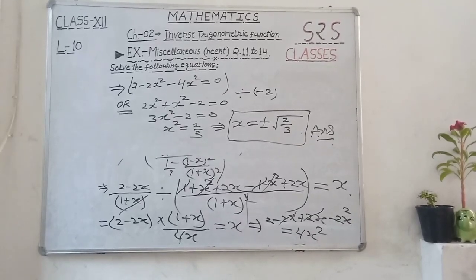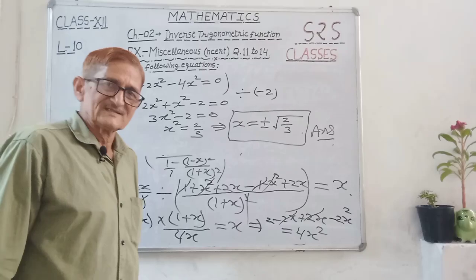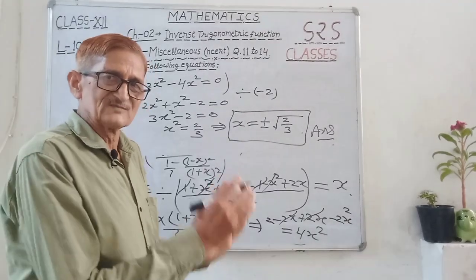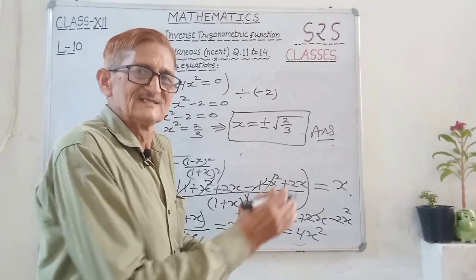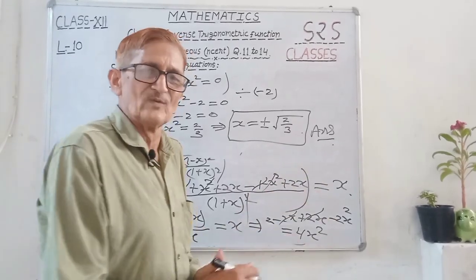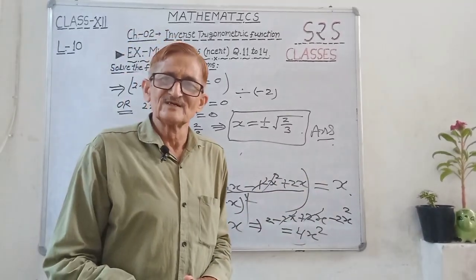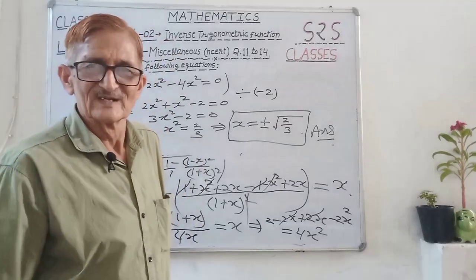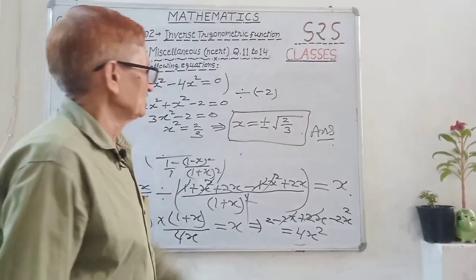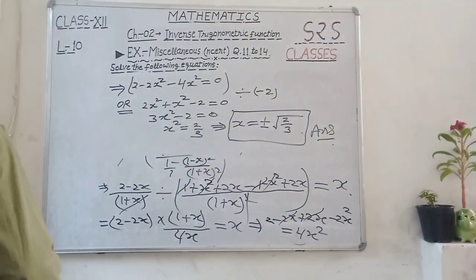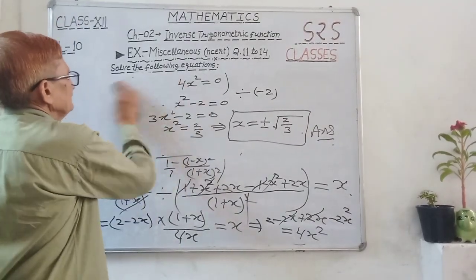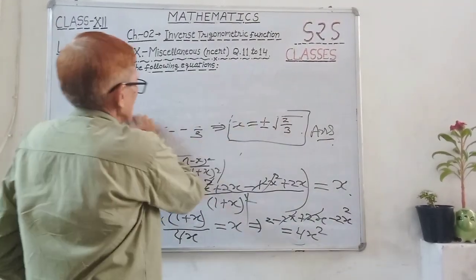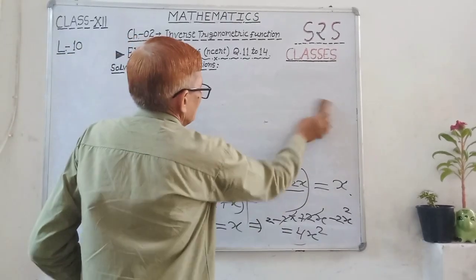Tan inverse x, it is in the range. Tan inverse x, x means something. So tan inverse's domain, x is in the domain. Tan inverse function domain is all real numbers. Okay? Then negative and positive both. Okay. So this is the answer. Now next question.